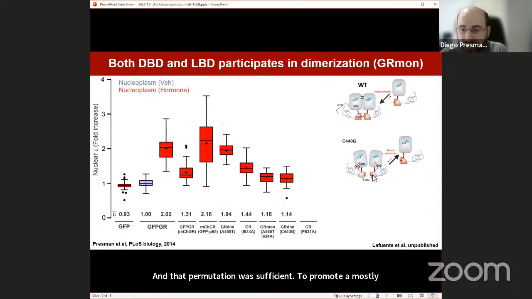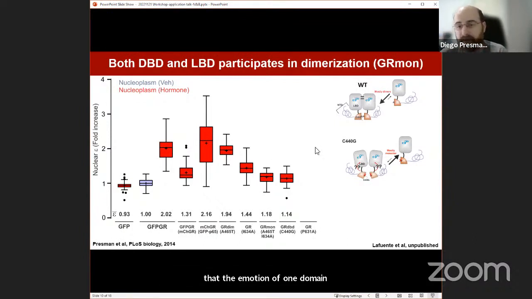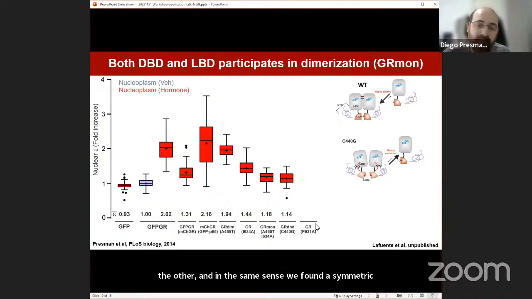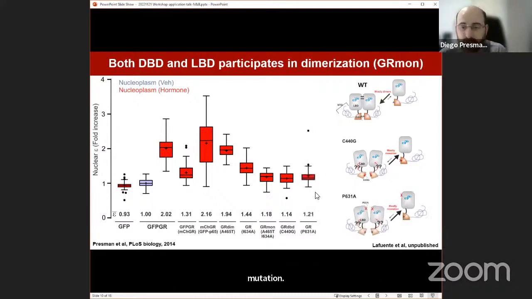So it is likely that the domains are so intertwined that the modulation of one domain is affecting the other completely. And in the same sense, we found a symmetric mutation. So now we have a point mutation in the LBD, and this mutation was sufficient again to promote a mostly monomeric receptor with just one point mutation. So that points to the idea that all domains are really involved, intermingling and interacting with each other.